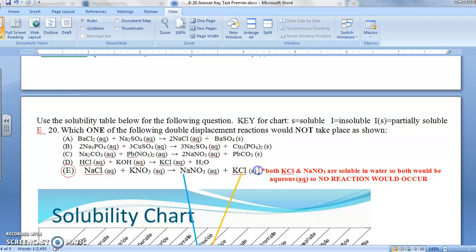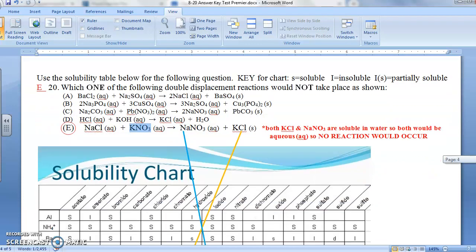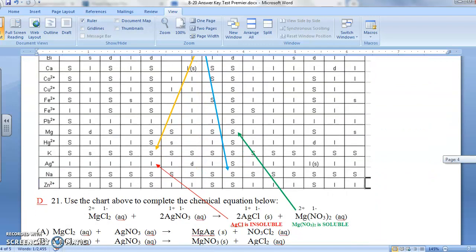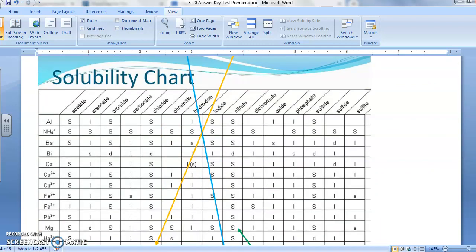That's not going to happen. It would stay aqueous. When both of the products are aqueous, there's no reaction. They're floating around here, they're floating around here. Nothing changed. Letter E would not happen as it's shown. We go to question number 21, and that's what they're trying to show you right up here.